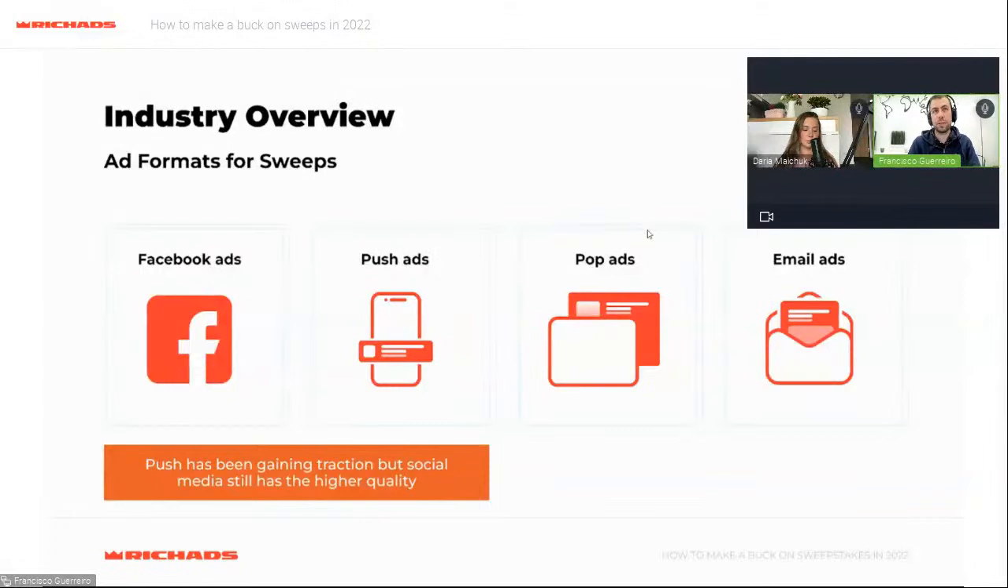And of course, the price. The price for these ads on social media is relatively more expensive than push or pop. Of course, this means that the quality is also much higher.